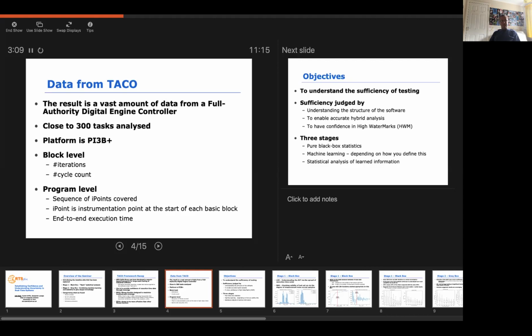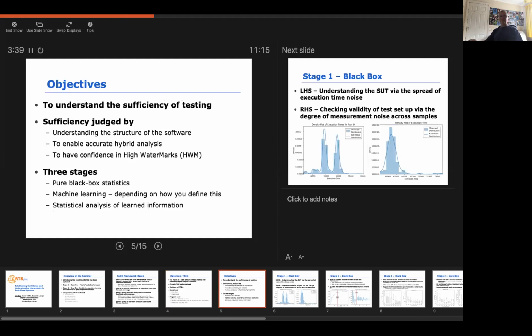vast amount of data, which includes block level data, which is the number of iterations run on a particular test, i.e. we apply a test vector to the piece of software, and then we count the number of iterations of each block, and then a cycle count. So for each block executed, we know how long each block took on each iteration. And then at program level, we have a sequence of I points covered. An I point is an instrumentation point at the start of each basic block, and from that end-to-end execution time can be generated.